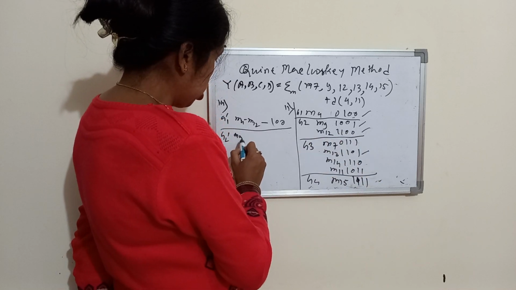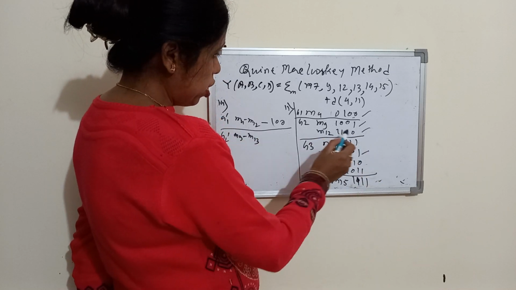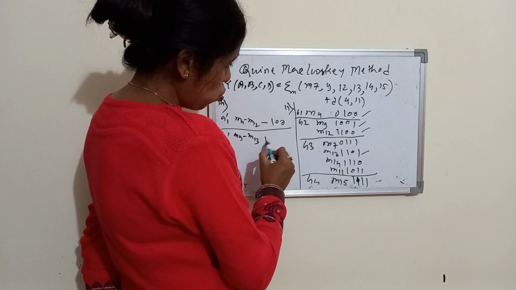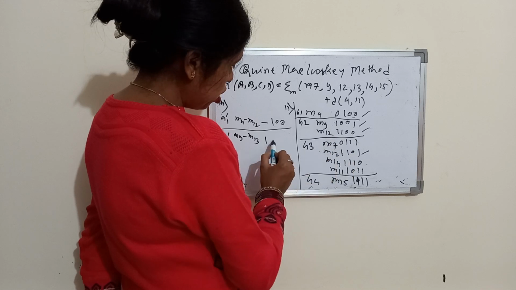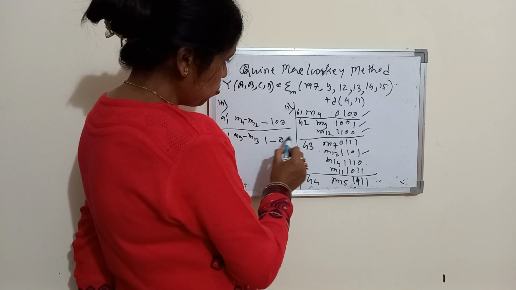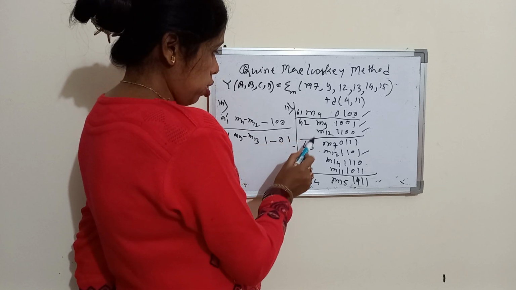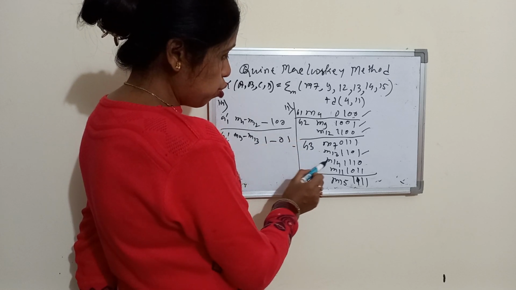I am writing here M9 and M13. What will this be? This will be 1. This remains the same, 1. This is different, so dash. This is same. This is same. Okay, so now M9 should be compared with M14.